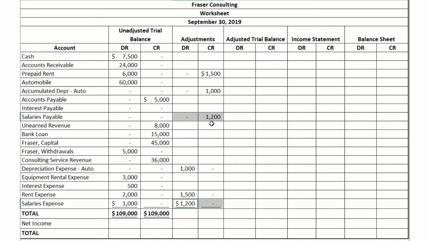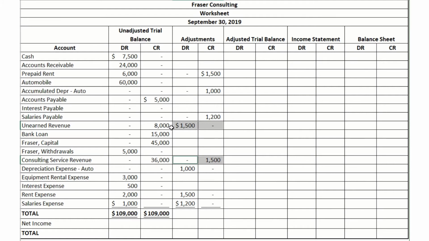The next item says $1,500 of the unearned revenue is earned during the month. So we have unearned revenue and service revenue that need to be adjusted for $1,500. We want to increase our service revenue, so it's a credit to our revenue account to increase that account. And it's a debit to the unearned revenue to reduce that liability account for the organization.